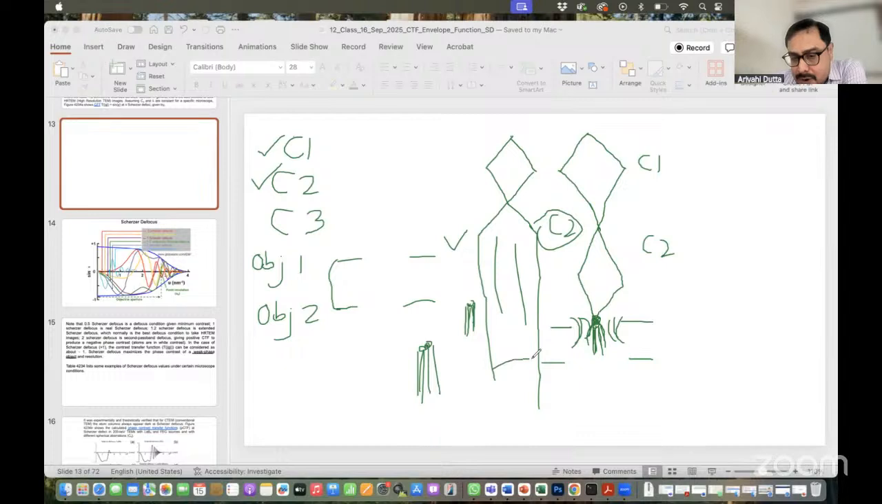In this particular case, it will expose the entire grid. But in this particular case, it will not expose the entire grid. It will be a small part that will be exposed.